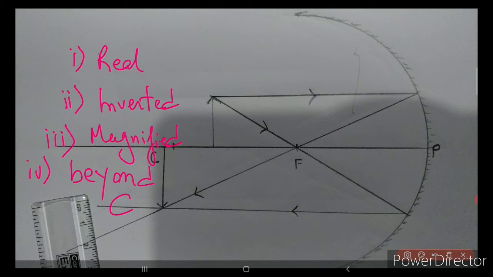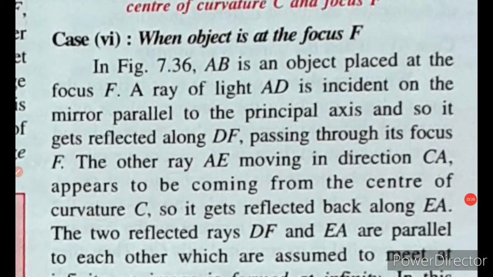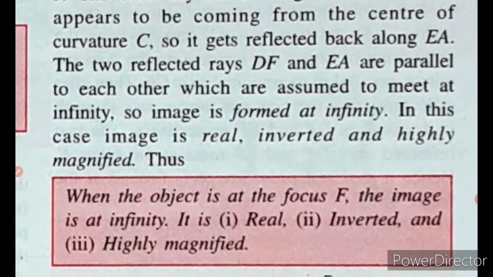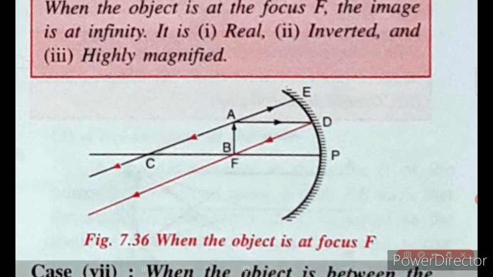So we can go to the next case, which is case number 6. Now coming to the 6th case, where the object is at focus. Remember, when the object was at infinity, the image was formed at focus. Now when the object is at focus, the image should be formed at infinity. Okay, so let's see the diagram. Here you can see the diagram.